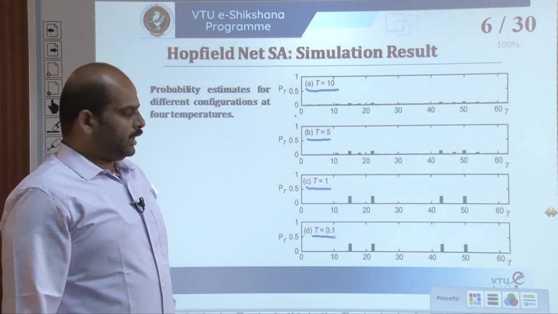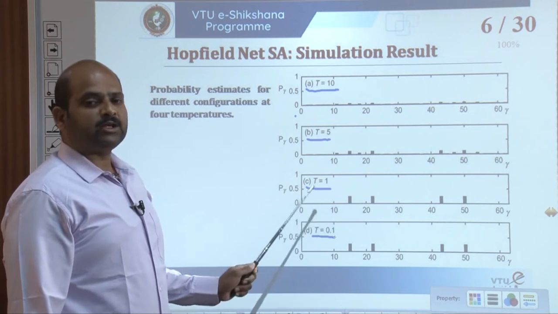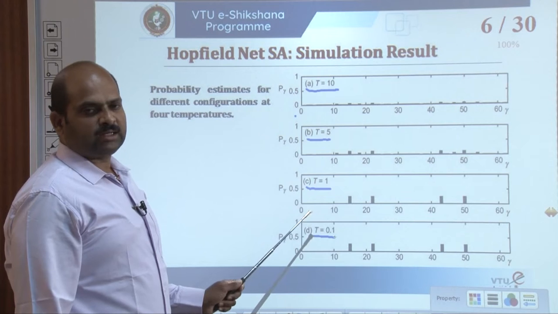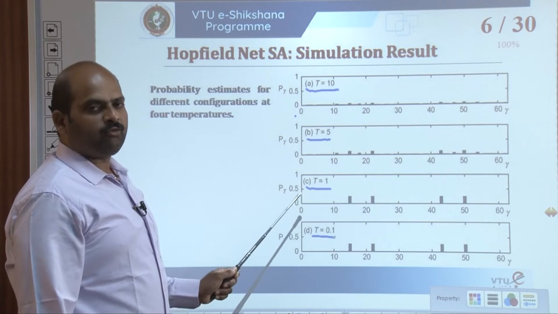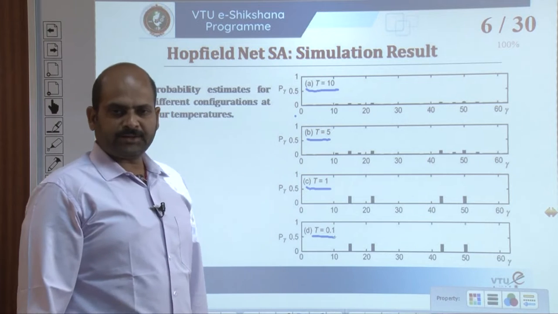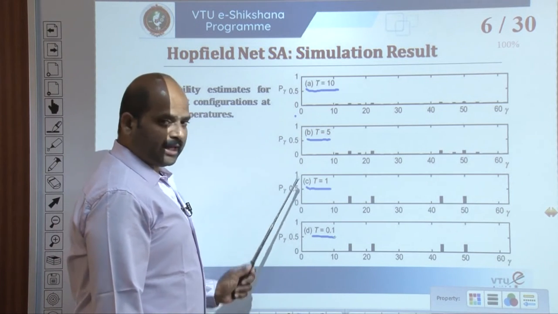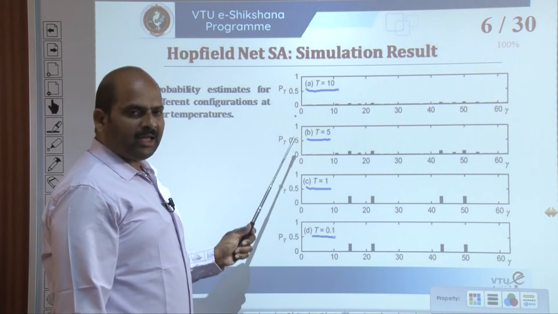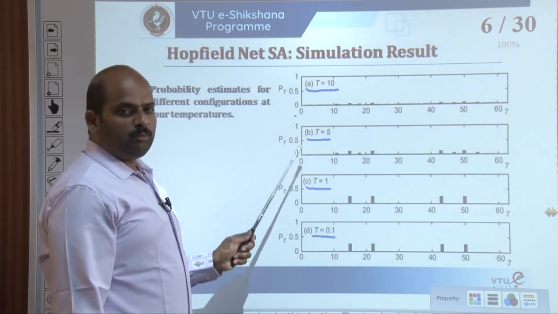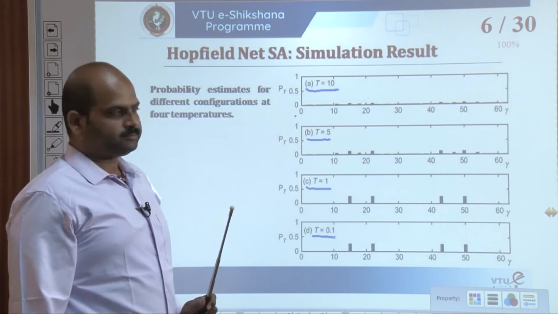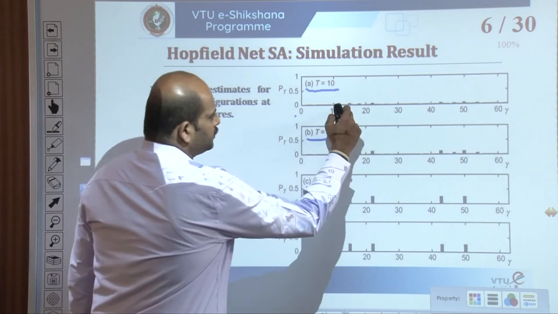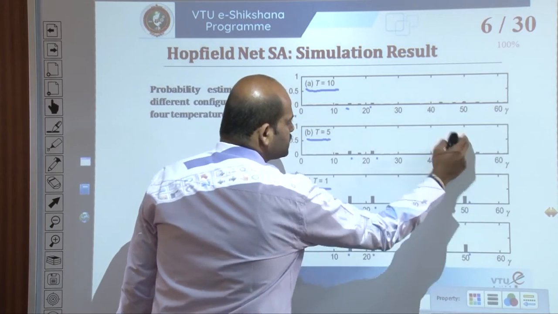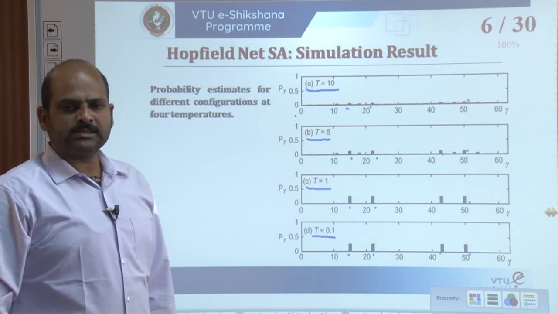0.1. As is to be expected, at higher temperatures the probability of the system being in a particular state is almost the same for all the states. Understand? So, as we expect, at higher temperatures the probability of the system being in a particular state is almost the same for all the states. We can see that the values given over here almost remain the same.